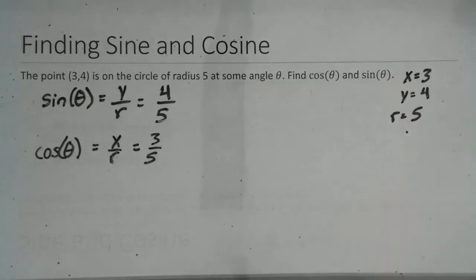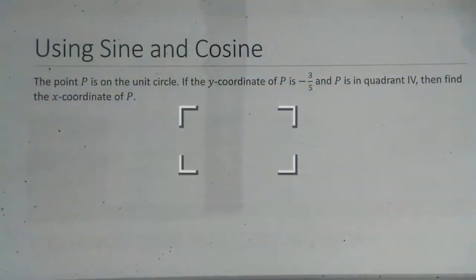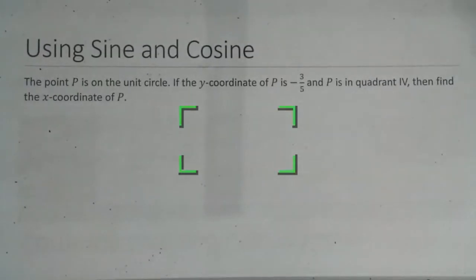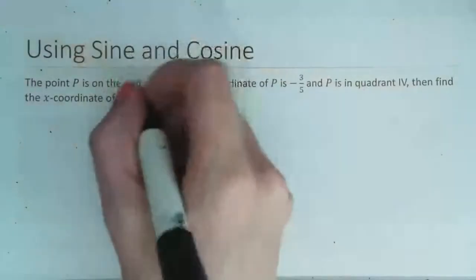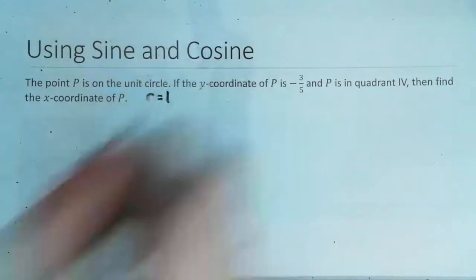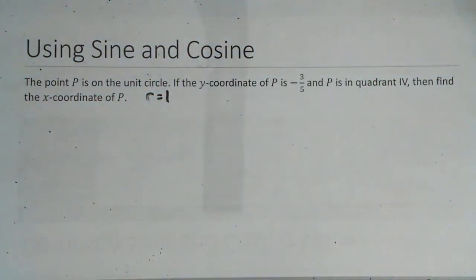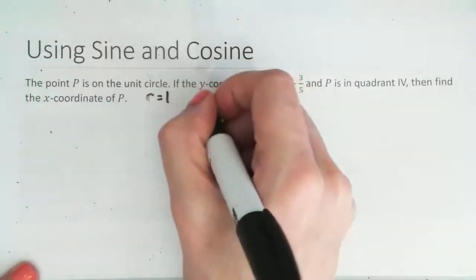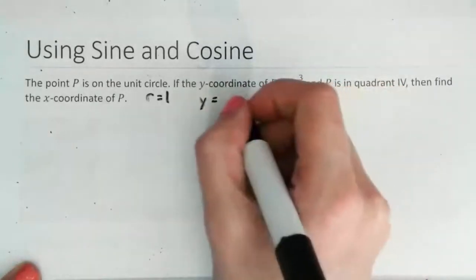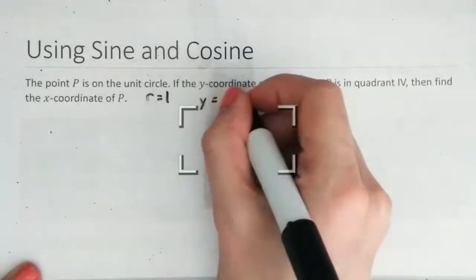Let's keep working with this idea. So we're going to use sine and cosine a little bit. The point P is on the unit circle. That's important because that means our radius r is equal to 1. If the y-coordinate of P is -3/5 and P is in quadrant 4, then find the x-coordinate of P. All right, so they told us the y value. The y value is -3/5.